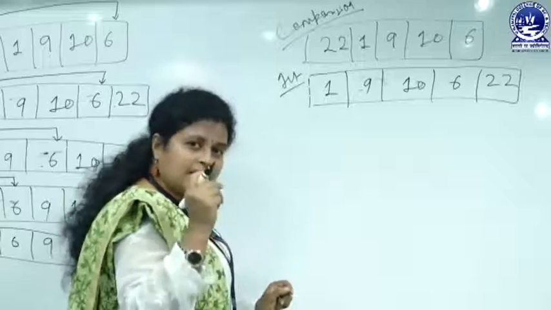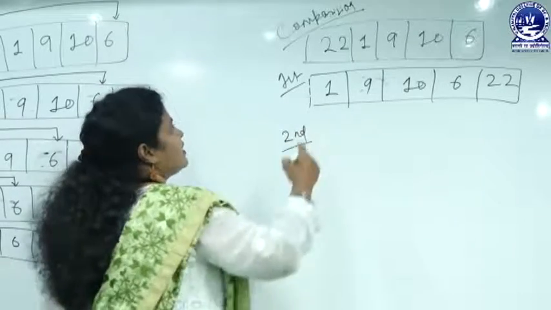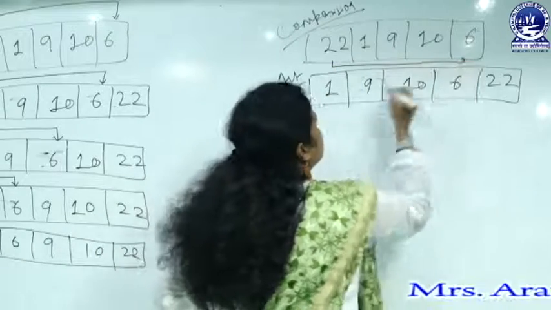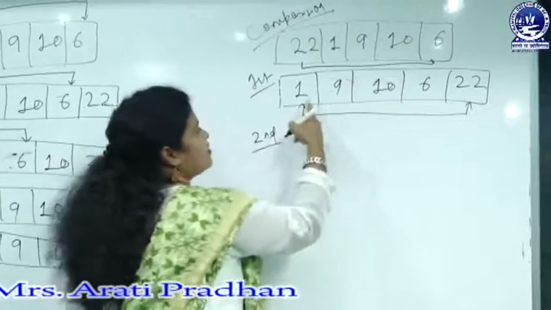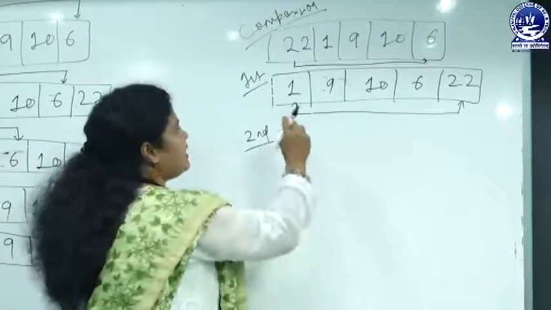Then where is the difference? Now, at the second iteration, at the first iteration we checked from this location to this location, and at the second iteration also we will check from this location to this location, and after checking the list will be like this.